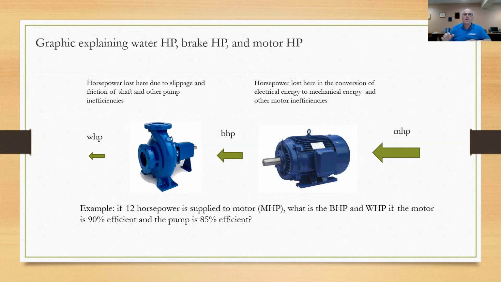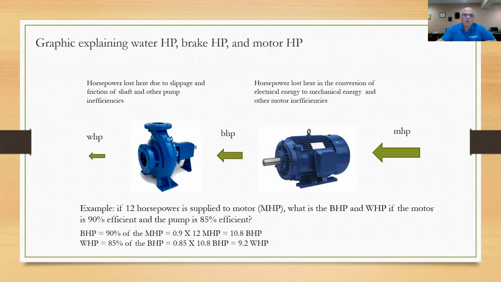So what they're saying is, on the right-hand side, I'm coming in with 12 horsepower fed to that motor, but it's only 90% efficient, and then I come out of there and go to the pump, which is only 85%. What am I going to have left after those two efficiencies? Well, that's very simple. Take that 12 horsepower, take 90% of it, and then 85% of the other. I'm going to come up with what's left of a total of 9.2 water horsepower.